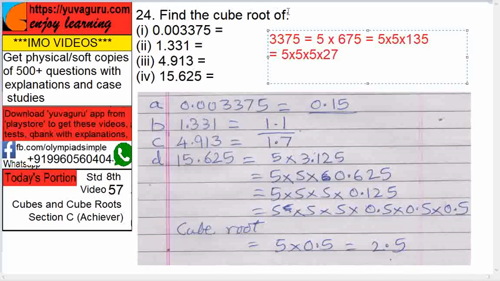Next, find the cube roots of these. There are 4 numbers given and we have to find the cube roots. Okay, so first number.